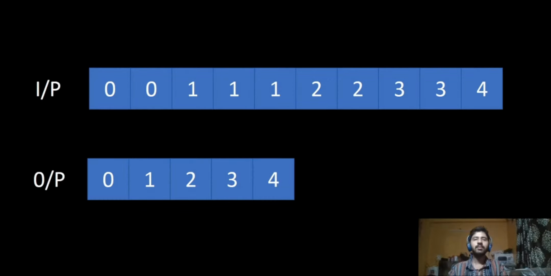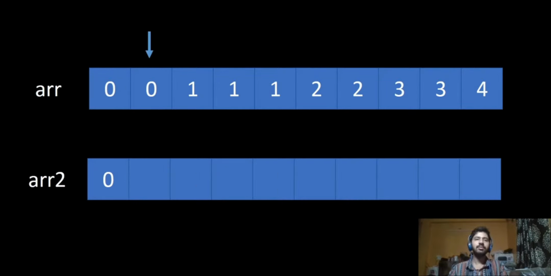So in this problem, we're given a sorted array, and elements in this array can contain duplicates. So our goal here is to remove them. The input array here contains duplicates, as you can see, and the output array contains only a single occurrence of each element. Now the simplest approach to solve this is to create another array of size n, and each time you encounter a unique element, you copy it to this.